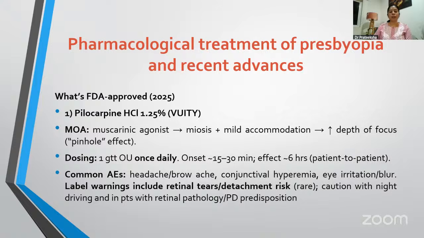Dosing is 1 drop once daily. Onset is 15-30 minutes. Effect lasts about 6 hours, patient to patient. Common side effects include headache, brow ache, conjunctival hyperemia, eye irritation, blur. Label warnings include retinal tears and detachment risk, which is rare. Caution with night driving and in patients with retinal pathology.